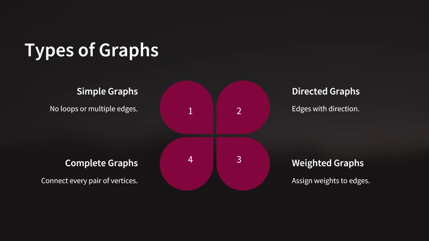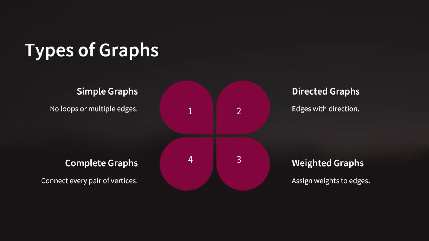Graphs come in many varieties. The most basic is a simple graph. It has no loops, meaning an edge connecting a vertex to itself, and no multiple edges between the same pair of vertices. A complete graph takes connectivity to the maximum. In a complete graph, every distinct pair of vertices is connected by a unique edge.